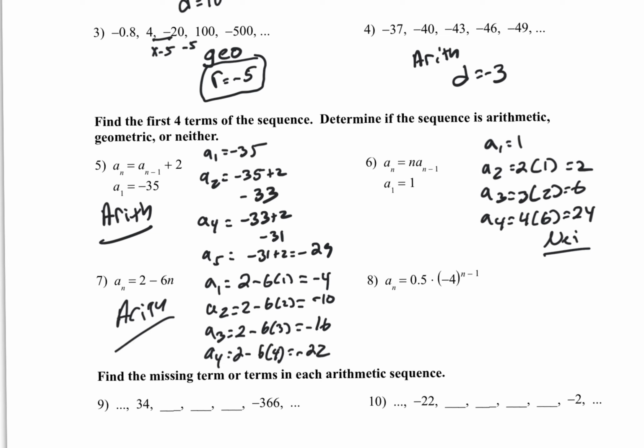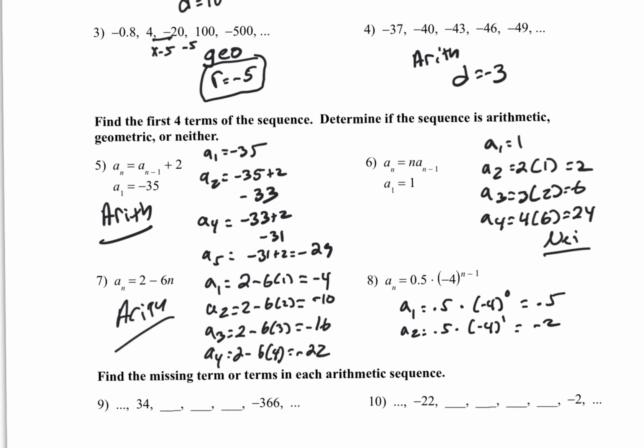And the last one, we're given a of n. So the first one is going to be 0.5 times negative 4 to the n minus 1, so that would be to the 0, so that would equal 0.5. The second would be 0.5 times negative 4 to the first power. Negative 4 raised to the first power times 0.5. Let's just put it in the calculator for fun. It's negative 2.